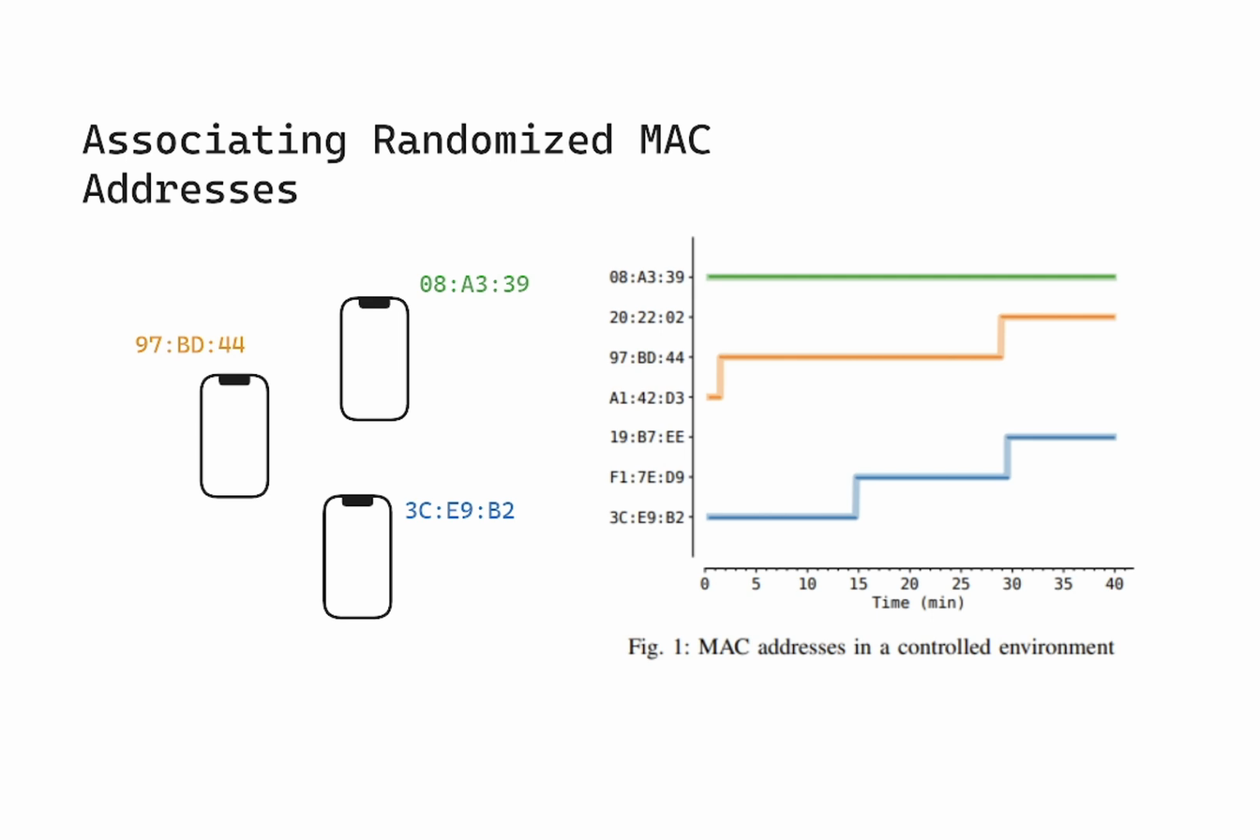But this strategy relies on the strong assumption that devices remain within the monitoring area during the entire observational period. In other words, when you see a new MAC address, it's due to the randomization rather than the device leaving the area. And that allows you to link the old MAC address with the new MAC address together.